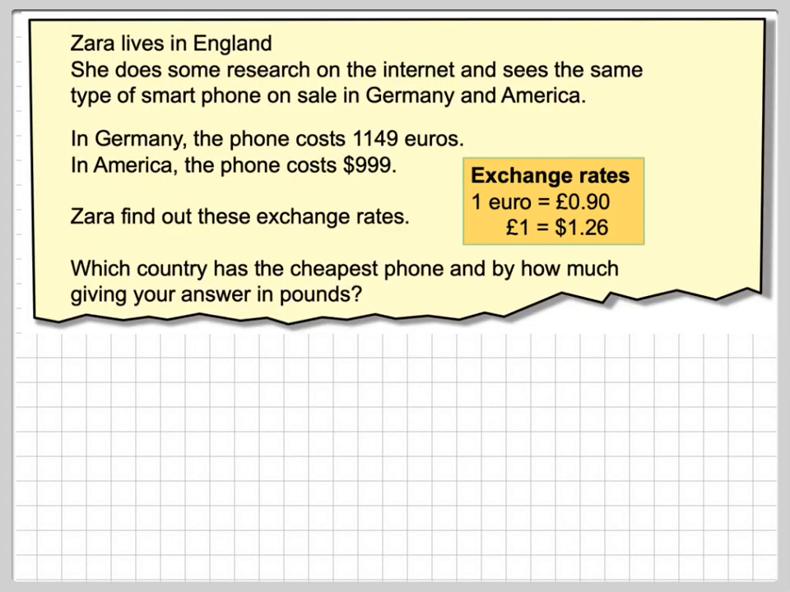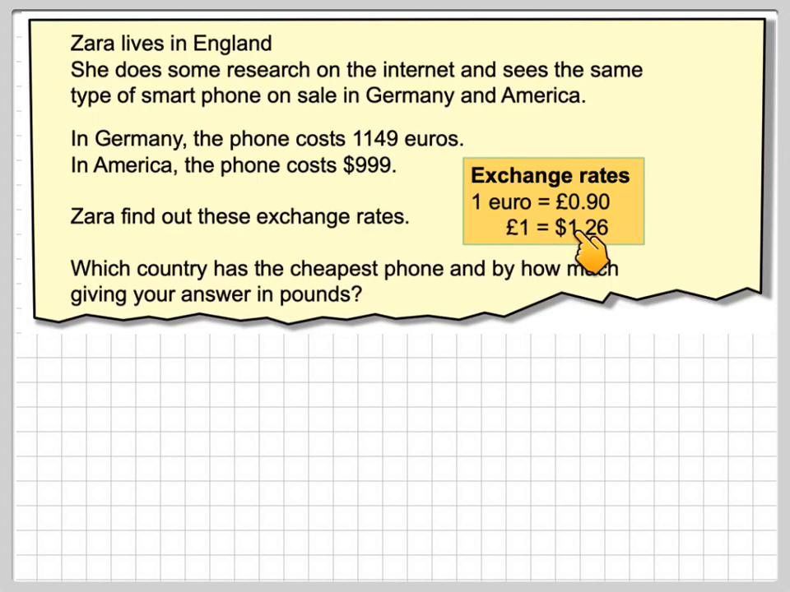Sarah lives in England. She does some research on the internet and sees that the same type of smartphone is on sale in Germany and America. In Germany, the phone costs €1,149. In America, the phone costs $999. Sarah finds out these exchange rates.